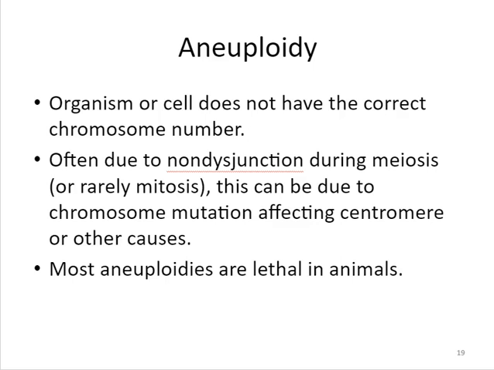This can happen in individuals as a result of a nondisjunction event that happened during meiosis, or rarely in mitosis, but here we'll focus on meiosis, a nondisjunction event that happened during meiosis in one of the organism's parents. These sorts of events can happen when there's a chromosome mutation that affects the centromere, but there can also be other causes of nondisjunction, and this is an active area of research.